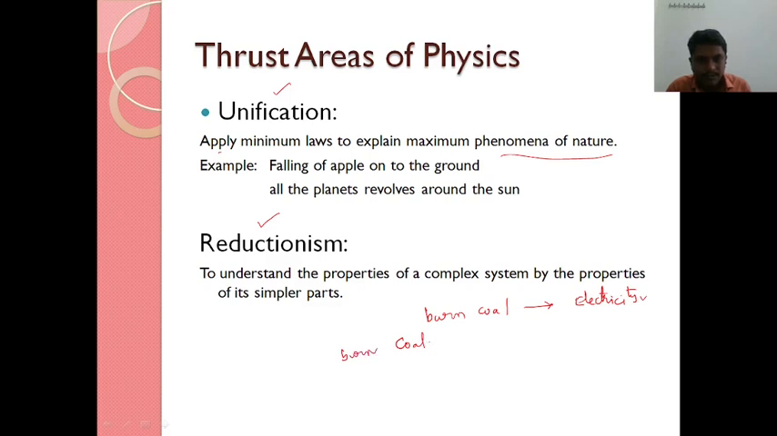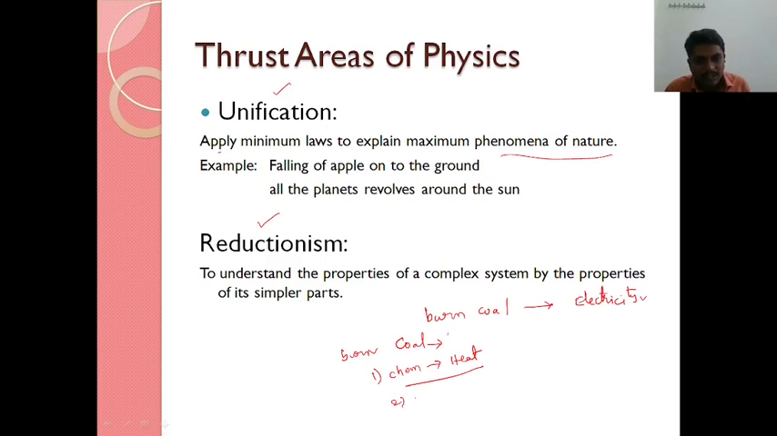what happens? Its chemical energy is converted into heat energy. Okay, so chemical to heat, one transformation. We have to apply a certain principle to explain this energy transformation. Okay, so here we need to apply some set of principles. Conversion of chemical energy into heat energy, this is one process.